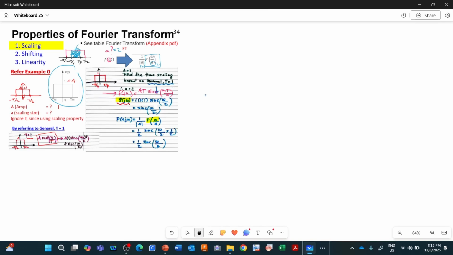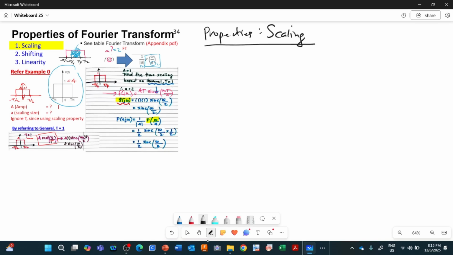In order for you guys to understand scaling factor, shifting and linearity, you need to use the general equation for Fourier transform, for the rectangular form. So let's just start with properties, scaling. The general equation for rectangular is important for all three properties: scaling, shifting, and linearity.